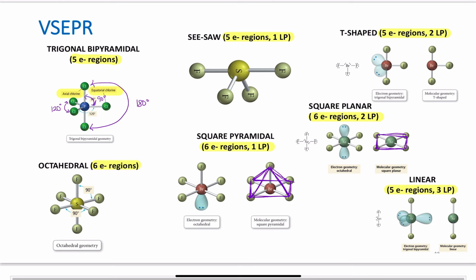If I have 6 electron regions, but 3 lone pairs, it will give you T-shaped. And if I have 6 electron regions, 4 lone pairs, it will give you linear.